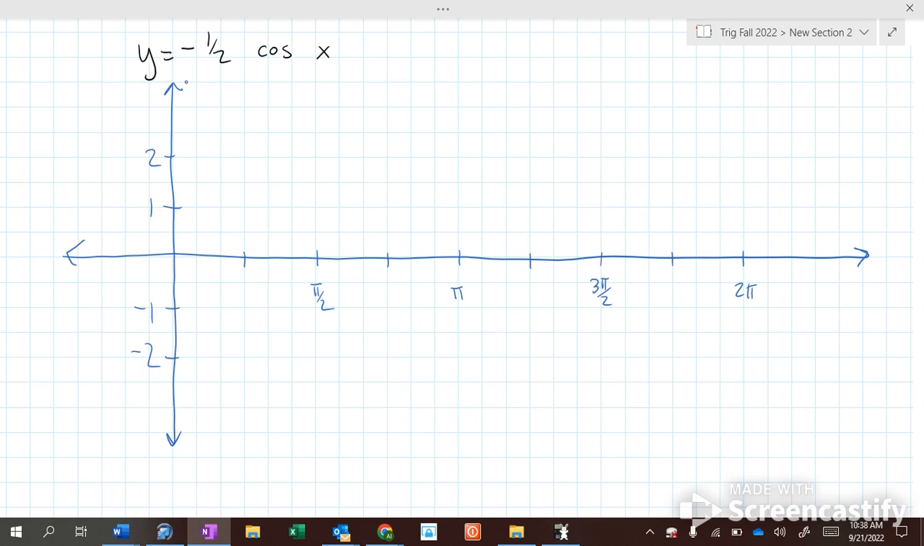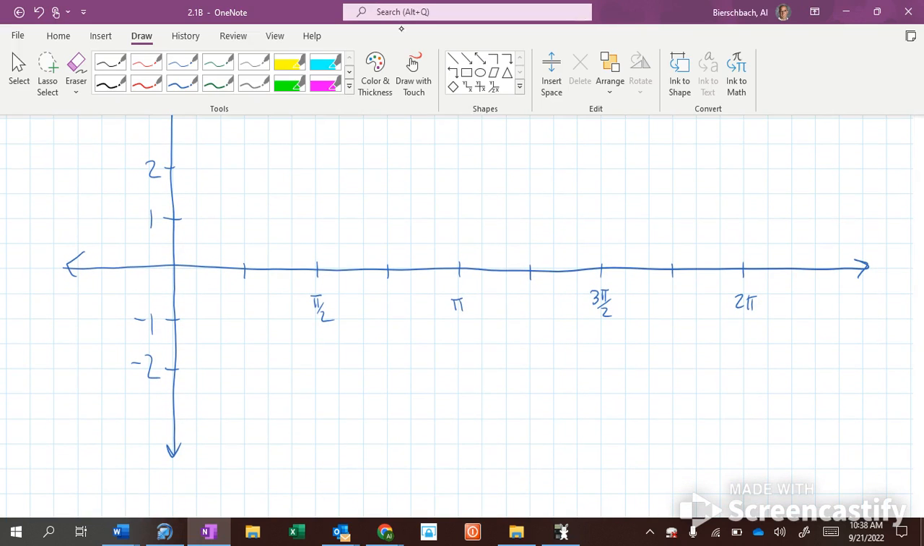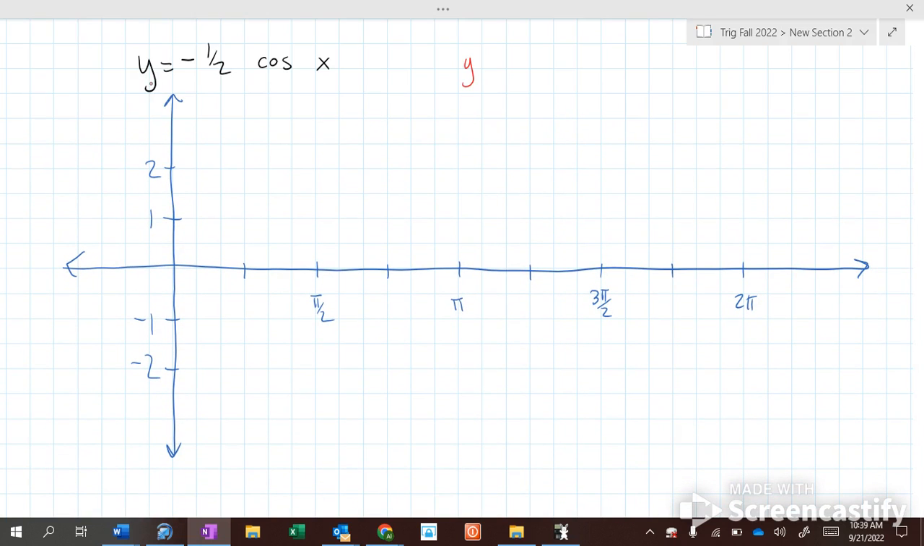All right. Now, if I'm going to graph y equals negative 1/2 cosine of x, I'm going to first graph y equals cosine of x. What's the cosine of 0? 1. What's cosine of pi over 2? 0. So then it's negative 1, 0, 1 again. And again, don't make it a straight V. Make it a curve. Like that.